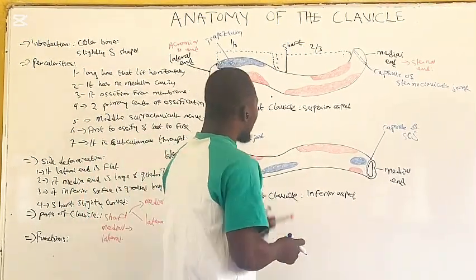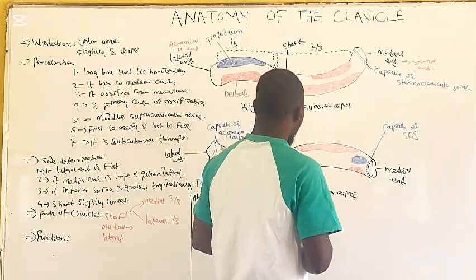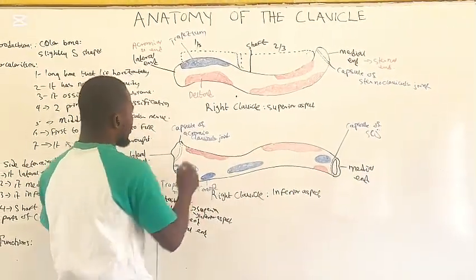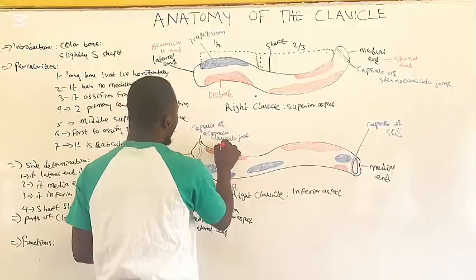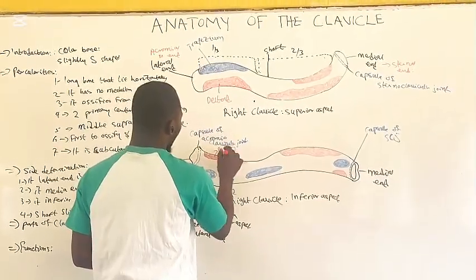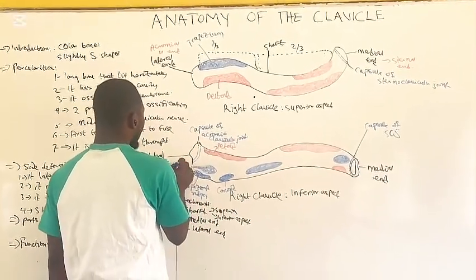Coming to the medial 2/3 of the shaft of the clavicle, from the inferior aspect, the attachments are the deltoid and trapezius.